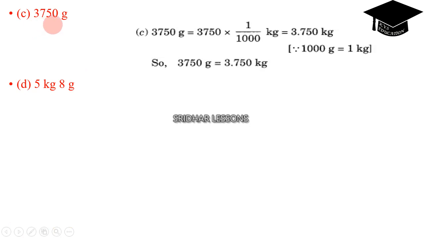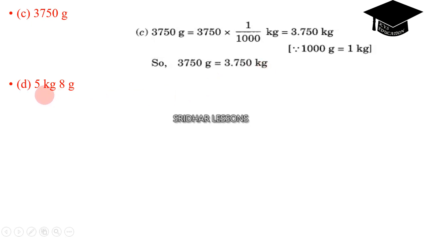Next, 3750 grams. 3750 into 1 by 1000 kilograms. This is equal to 3.750 kilograms, because 1000 grams is equal to 1 kilogram. So 3750 grams is equal to 3.750 kilograms.